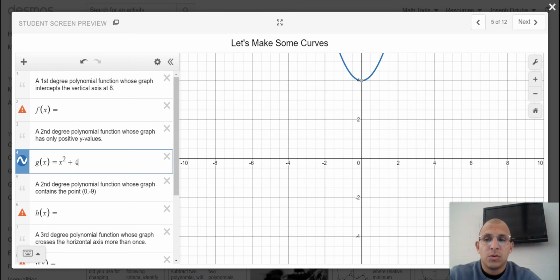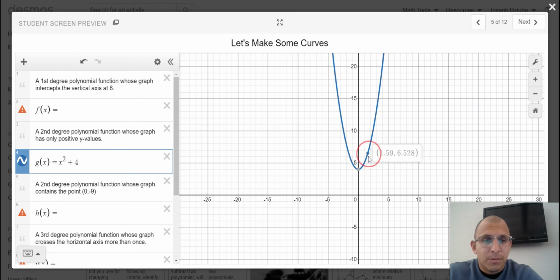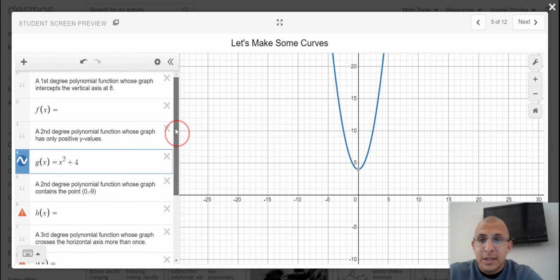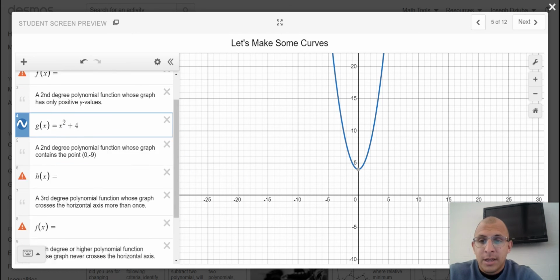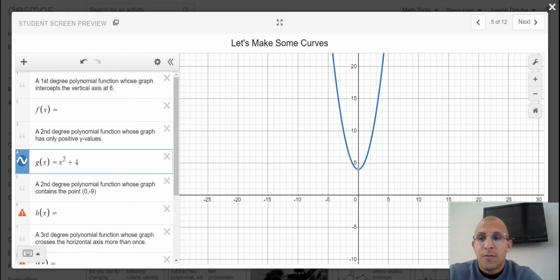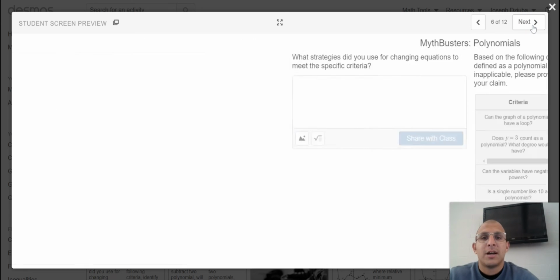So if I want to raise my graph, I could add a constant, and now my graph has completely positive y values. The good thing about technology is you have an opportunity to revise and edit your thinking after you get some instantaneous feedback based on your equation. So you have 4 other criteria to satisfy before proceeding on to our next slide.